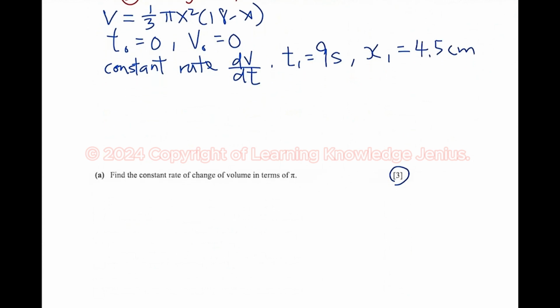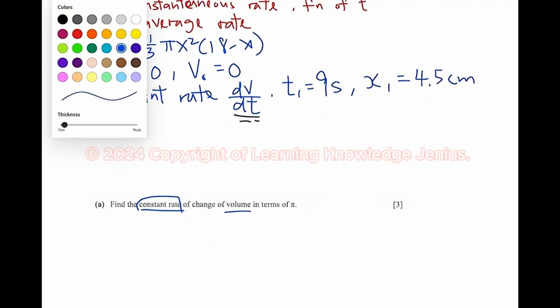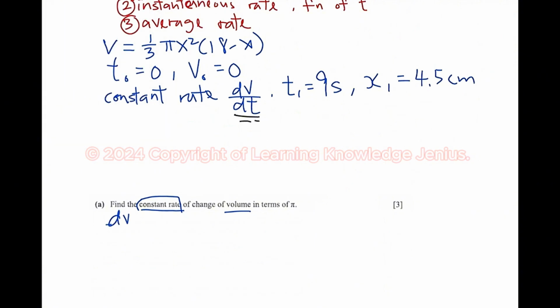So question part A, it asks you to find the constant rate of the volume. So this is what we want to find, which is the dV/dt here. So they want to find out the dV/dt, in terms of pi.